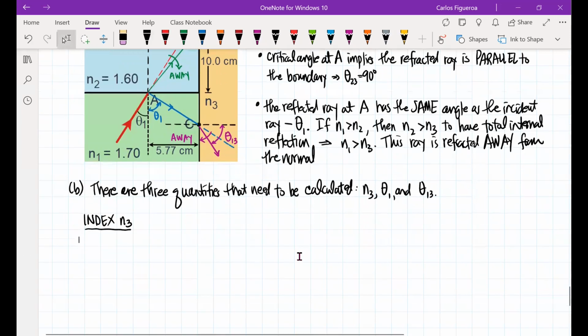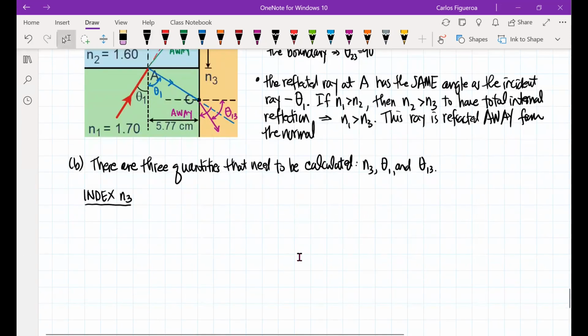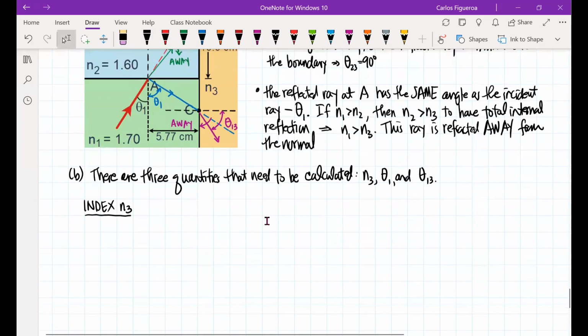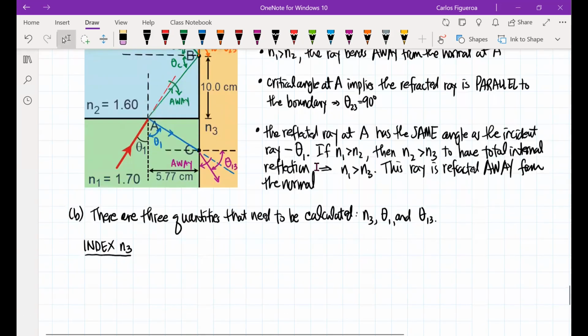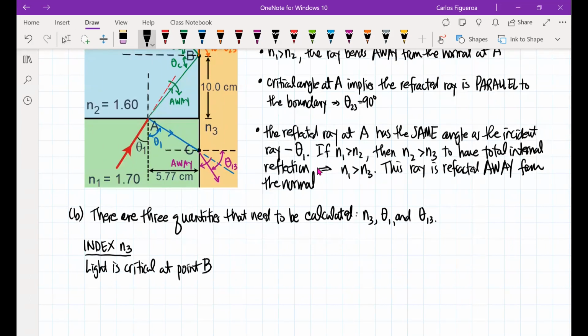So all we know is that light is critical at point B. So that means here, it means this here. So light is critical at point B. Okay, if it's critical at point B, what does this mean?